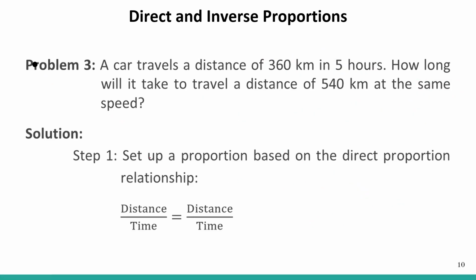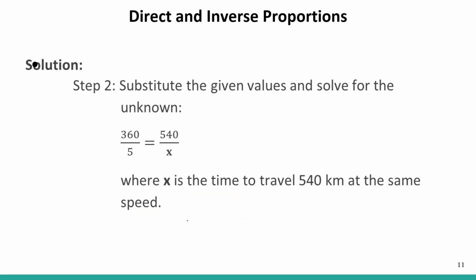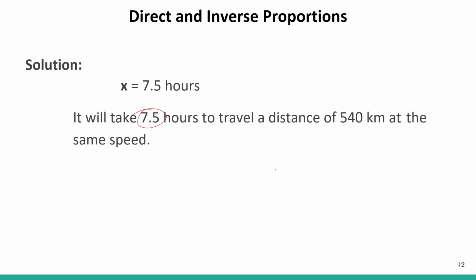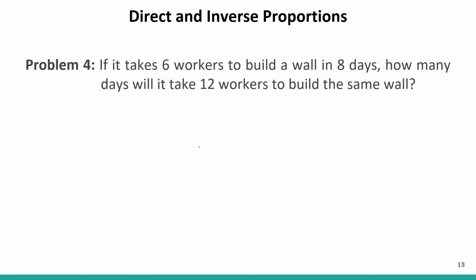Okay, so let's see the step-by-step solution. Setting up the proportion based on the direct proportion relationship: distance by time is equal to distance by time, right? Substitute the given values to solve the unknown: 360 by 5 is equal to 540 by x. So x is the time to travel 540 km at the same speed. It will take 7.5 hours to travel a distance of 540 km at a speed of 72 km per hour. Okay, so let's see problem number 4.